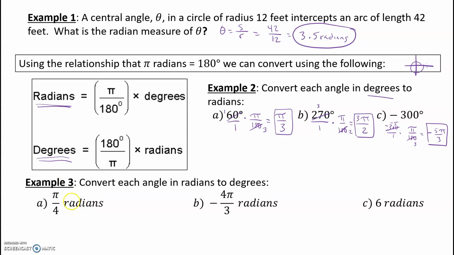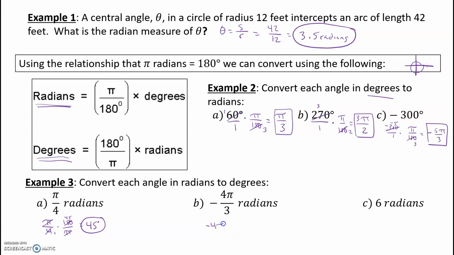You can also go the other way. You can have radians and convert it to degrees. So pi over 4, you just flip it. It would be 180 over pi. So here my pi's cancel out. 4 and 180 are both divisible by 4. So divide by 4, we get 1. Divide by 4, we get 45. And we wind up with 45 degrees. So pi over 4 radians is the equivalent of 45 degrees.